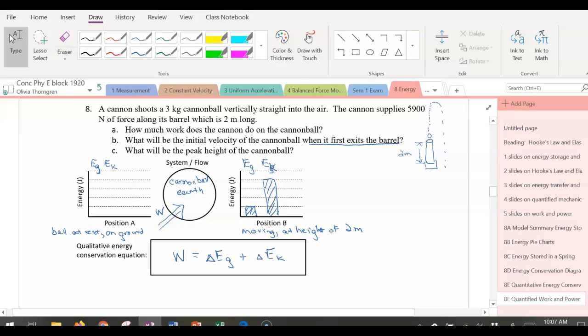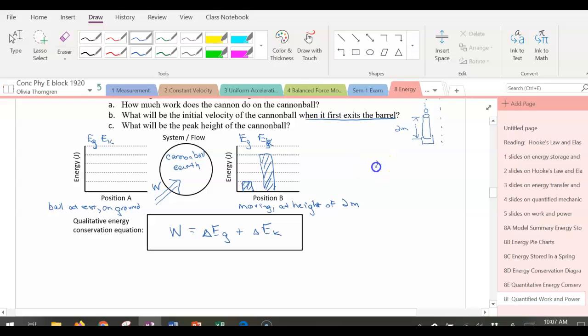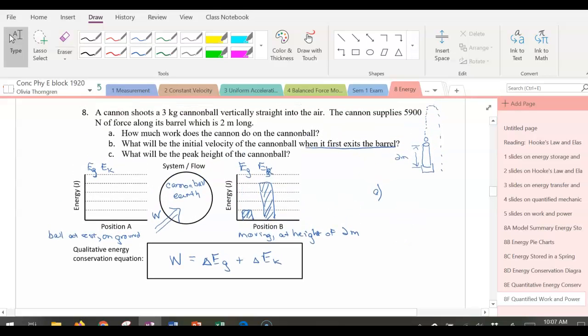So we can figure out the work, this is part A, because they gave us the external force and the displacement. The work is the F times the displacement. They said the cannon, which is outside our system, right? So the cannon is doing work. The cannon applies a force of 5,900 newtons, and it applies that force all along the barrel, which is 2 meters long. So that 5,900 times the 2 gives me the work, which is 11,800 joules. So that was question A.